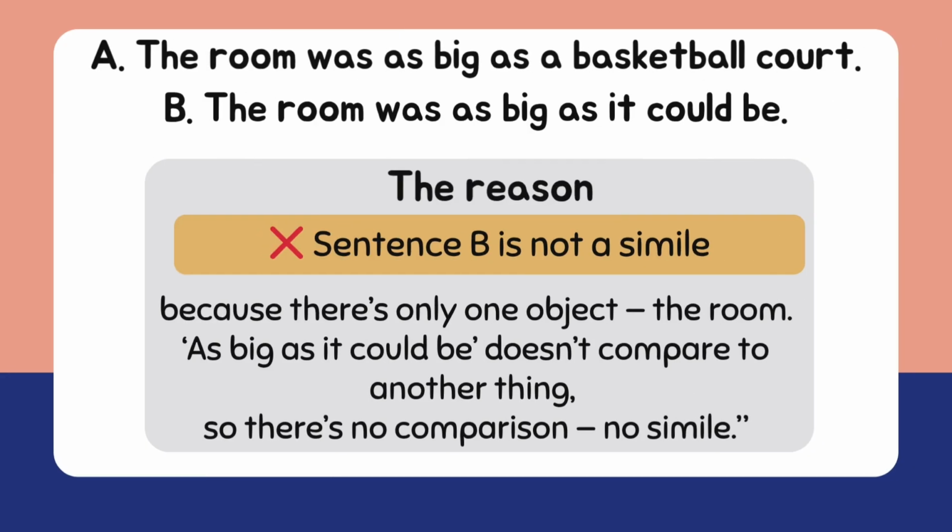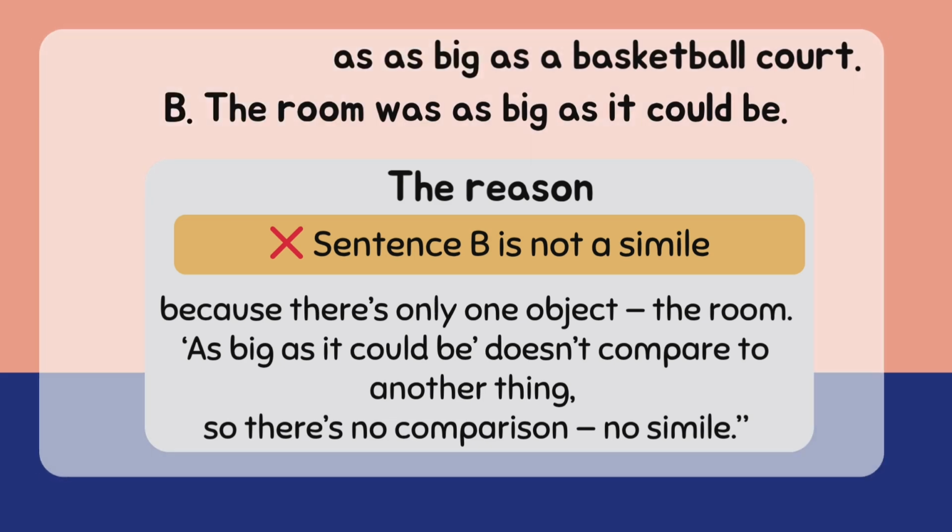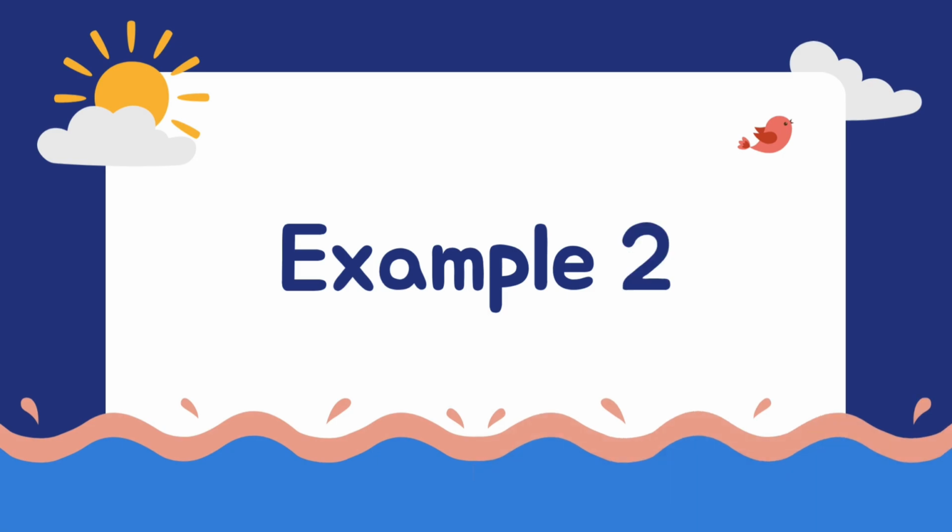Now second sentence, why is it not a simile? Because we have only one object there, that is the room. Another object is not there to compare. So it is not a simile. So always remember, a simile compares two different things by using the word like or as.